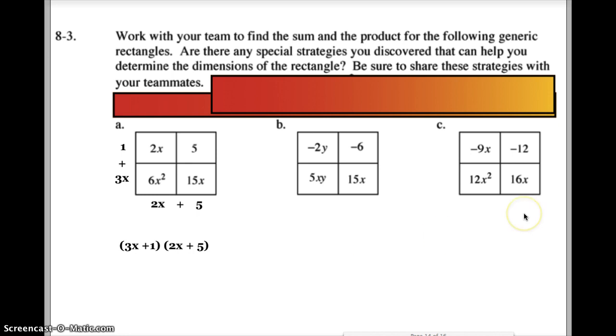You have to do the other two when you do your classwork. This is what I want you to do at home, and while you're working on this, I want you to do the other two problems.